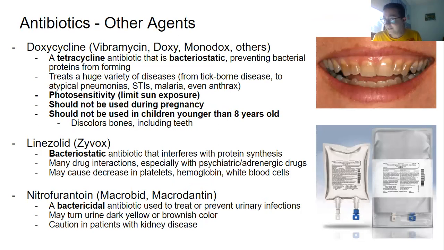We have doxycycline, which is also known as Vibramycin, Doxy, Monodox, and a few other names. It's what's called a tetracycline antibiotic. It's bacteriostatic, so it doesn't kill the bacteria, but it stops it from growing. And it prevents bacterial proteins from forming. Doxycycline and tetracycline antibiotics in general sort of treat all the weird diseases, like kind of a mixed bag of everything that's not treated well by other antibiotics.